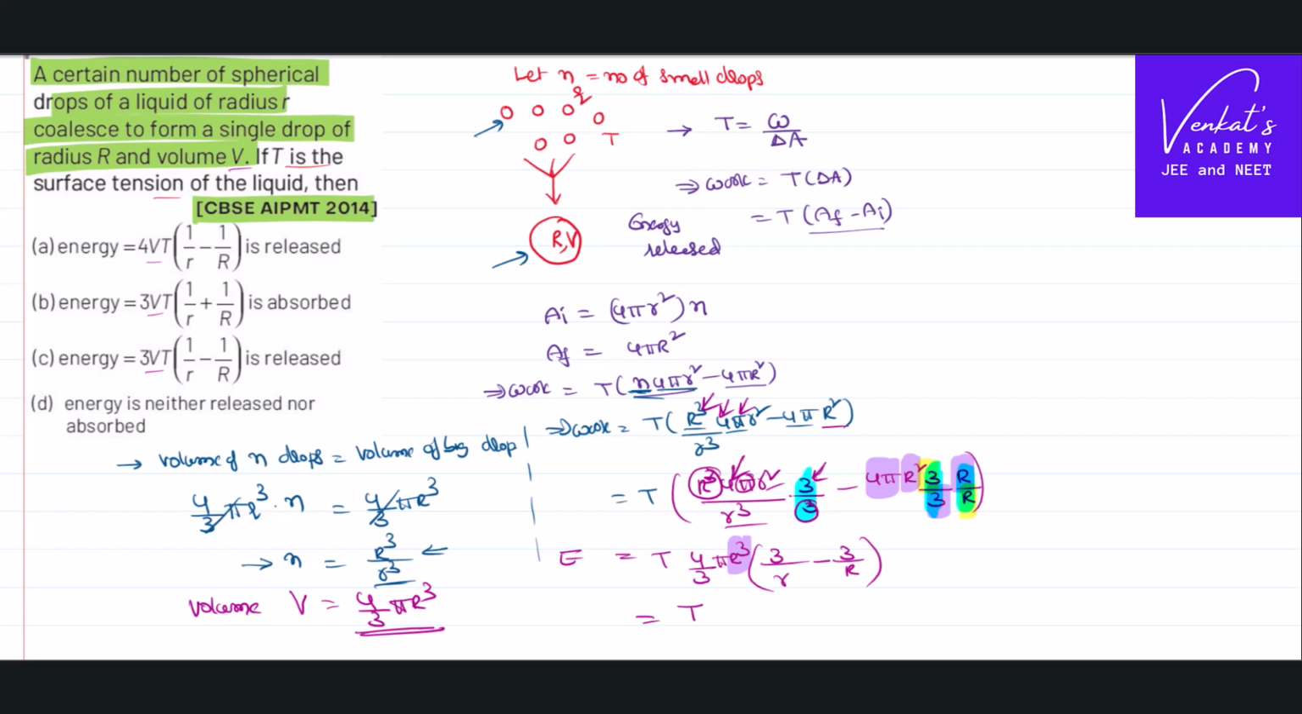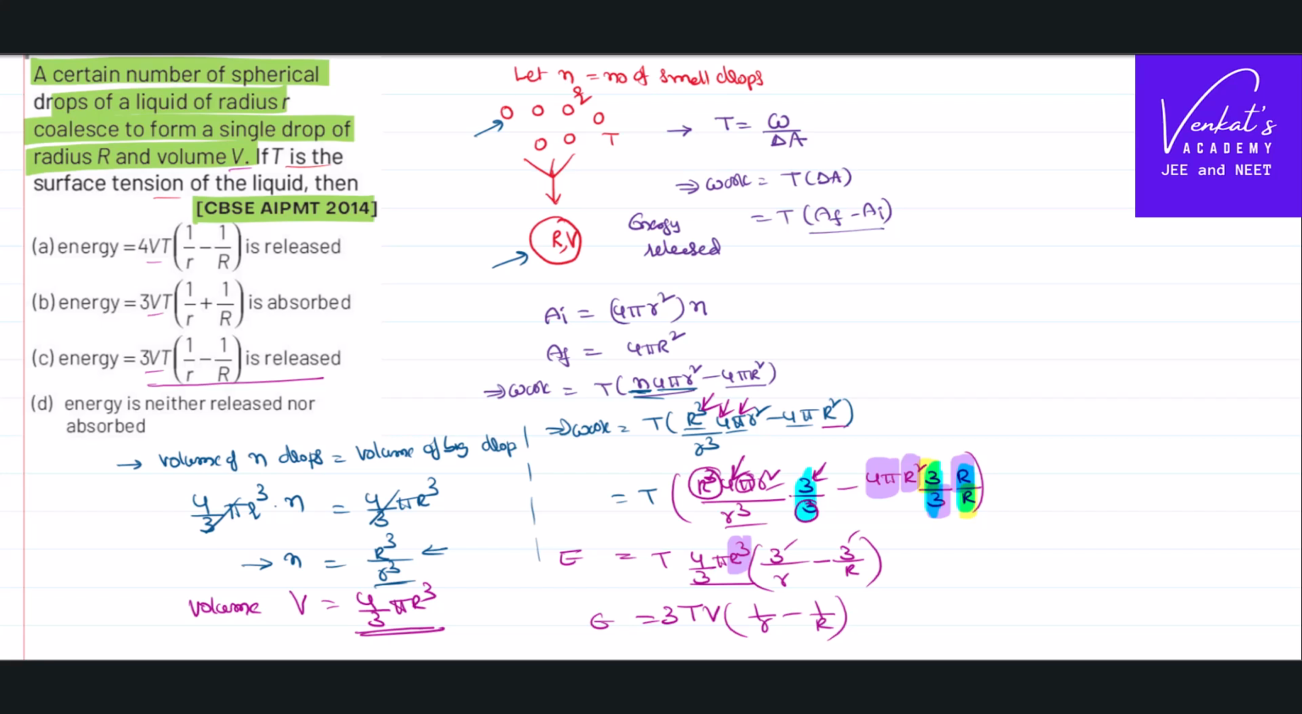So the energy released is T times 4 by 3 pi R cube, which is the volume. In this I can take 3 also common, giving 1 by r minus 1 by R. So my answer is 3 TV times 1 by small r minus 1 by capital R. That much energy is released.